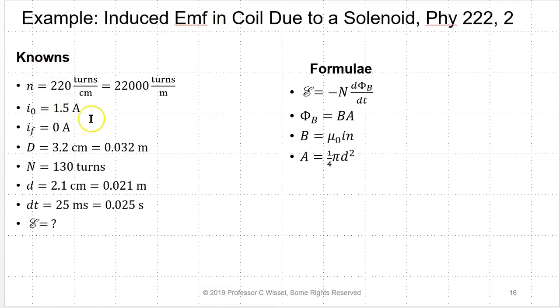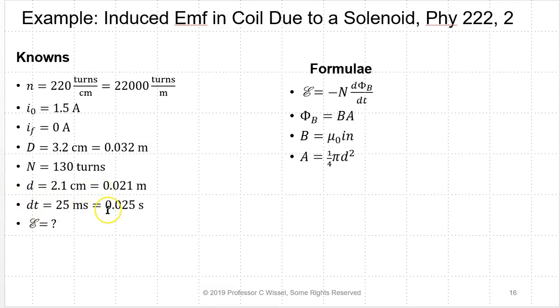We write down the knowns. The number of turns per centimeter should be converted to turns per meter. Everything gets converted to SI. So little n is 22,000 turns per meter. The initial current is 1.5 amps. The final current is 0 amps. The diameter of big D, the largest solenoid, is 0.032 meters. The number of turns is 130 turns. That's the smaller coil C.